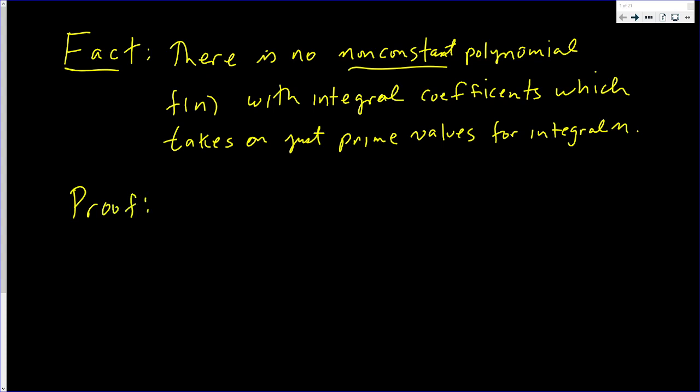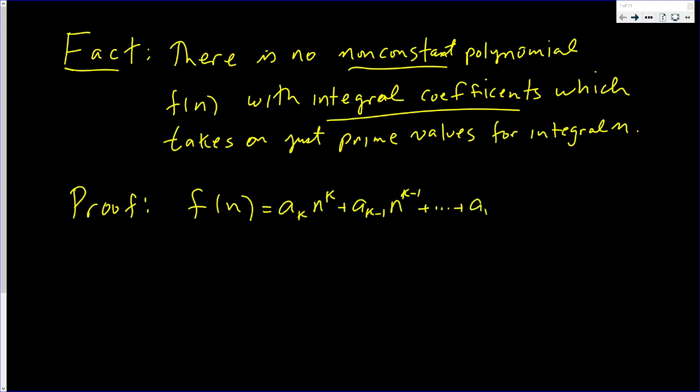Well, let's prove this. Let's start off with a non-constant polynomial with integral coefficients. So f of n is, say, a sub k n to the k plus a sub k minus 1 n to the k minus 1 all the way down to a sub 1 n plus a sub 0, where it is a true degree k polynomial. That means a sub k is not 0.